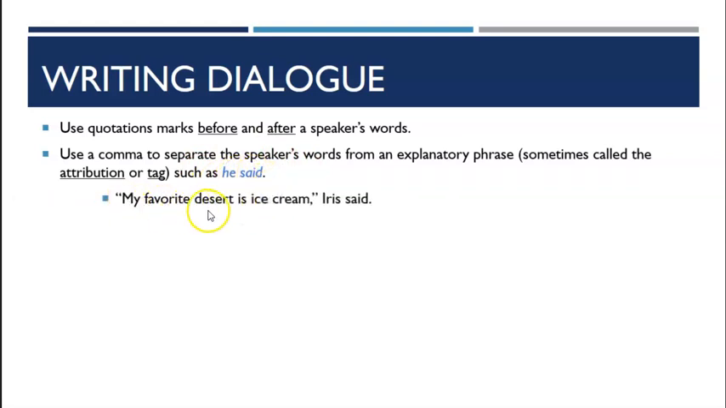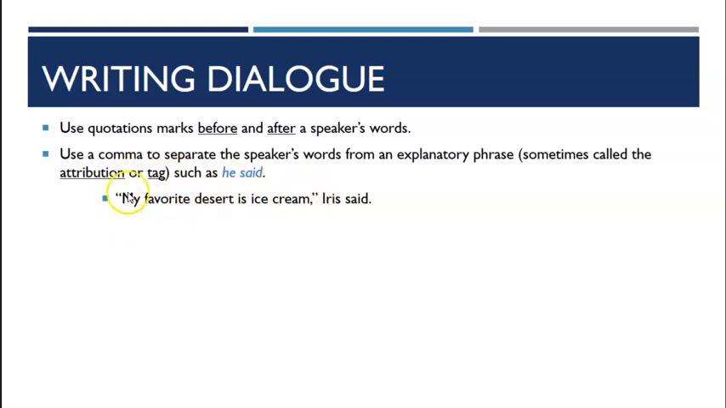"My favorite dessert is ice cream," Iris said. So in this example, Iris said is our tag, right? It's telling us who's speaking. The verb said is specifically referencing the dialogue that's occurring. It's not any kind of additional action or description of Iris. And then the words that she's speaking are in quotation marks, front and back.